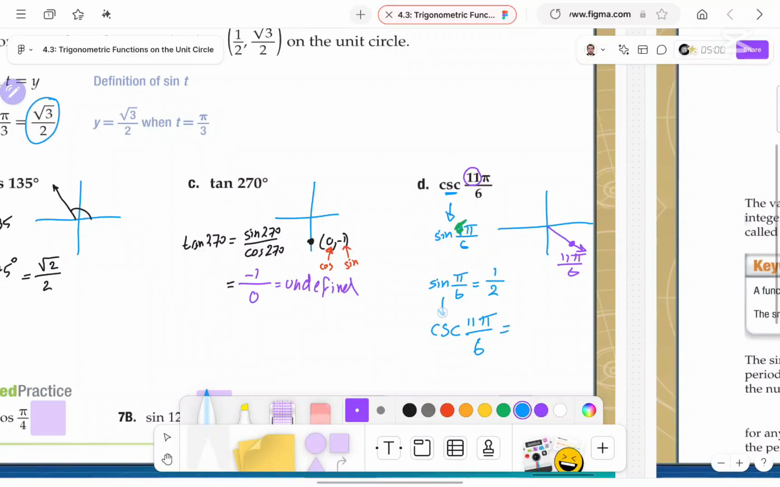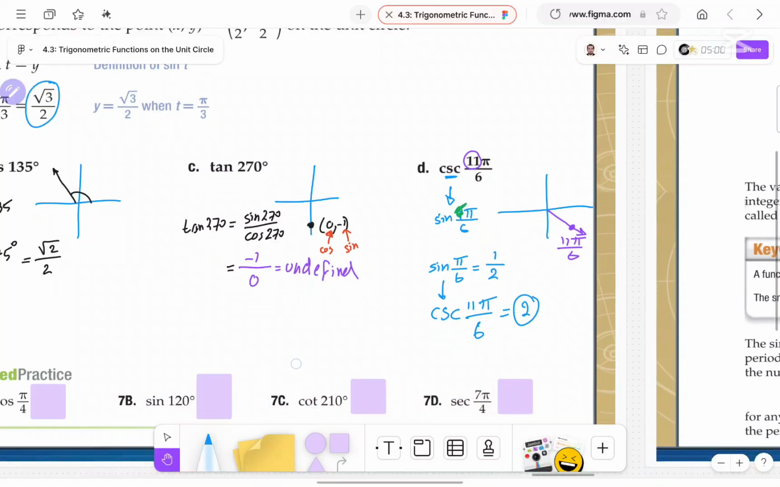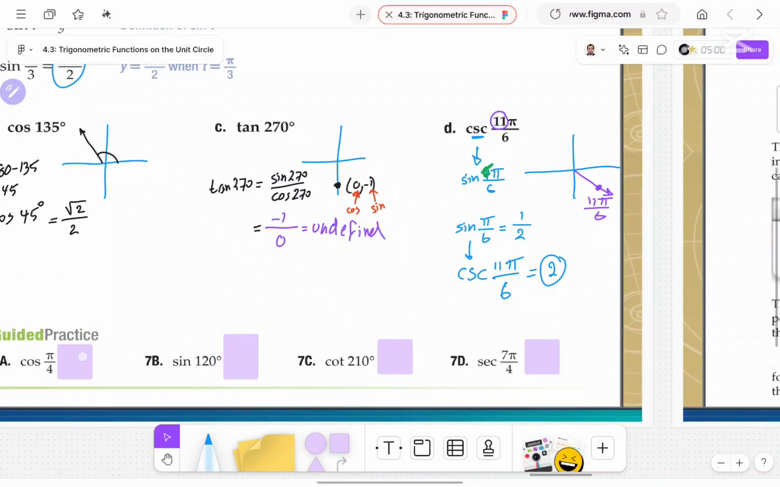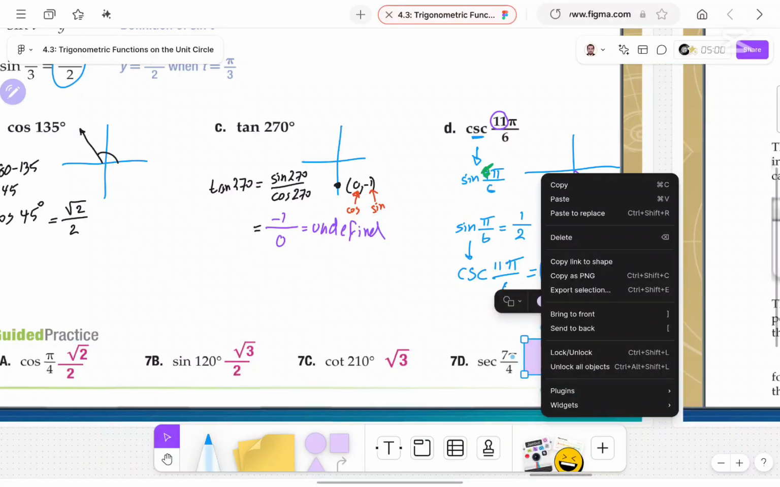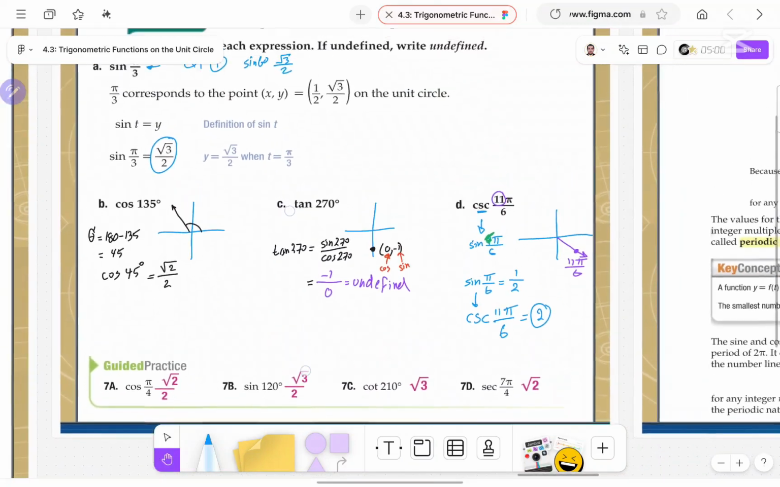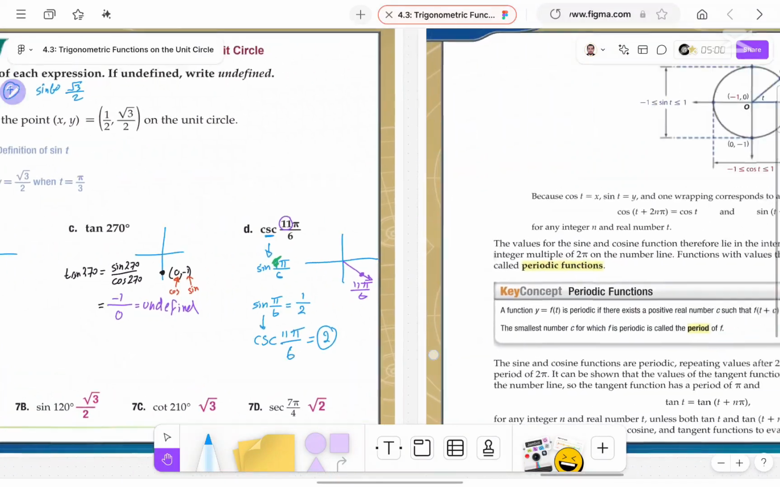Cosecant is the reciprocal, so it will not be 1 over 2, it will be 2. So this is the answer. Okay, I hope you understand this. Now let's try to solve this question. If you have any question about this, please let me know. Use the unit circle. If you didn't memorize the unit circle, the question will be difficult for you.